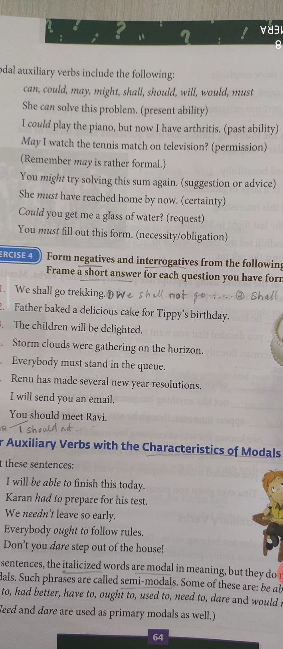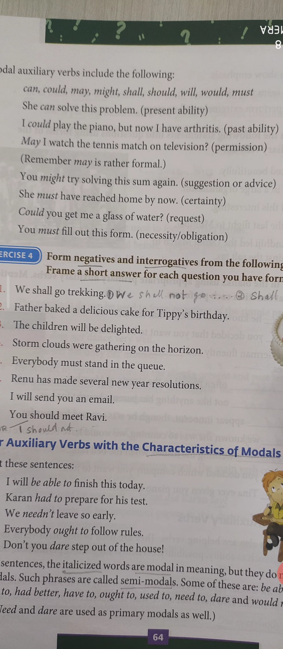Could you get me a glass of water? Could you? Can is ability. But when it is used in the past form, could you, it became a request. Could you please? Would you please can also be used. Would you get a glass of water? Request. You must fill out this form. You must fill. Seeing the emphasis, it is necessary. It is obligatory. You must. No other option. It's mandatory.